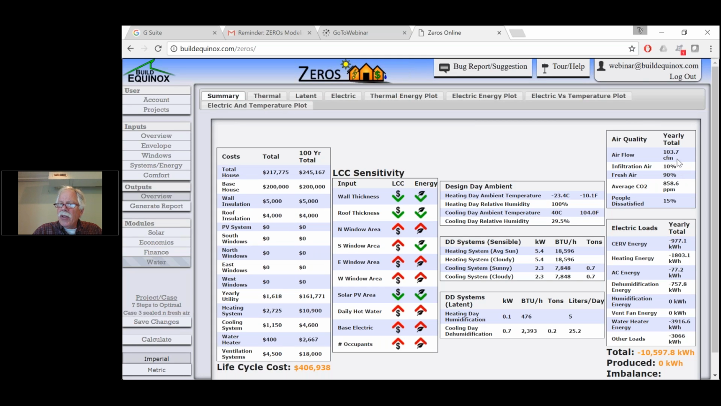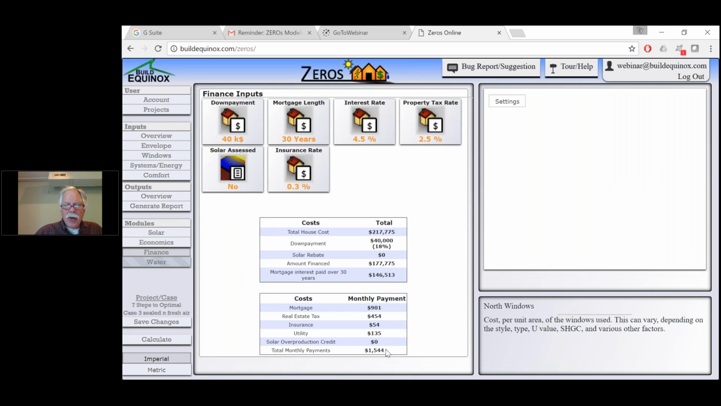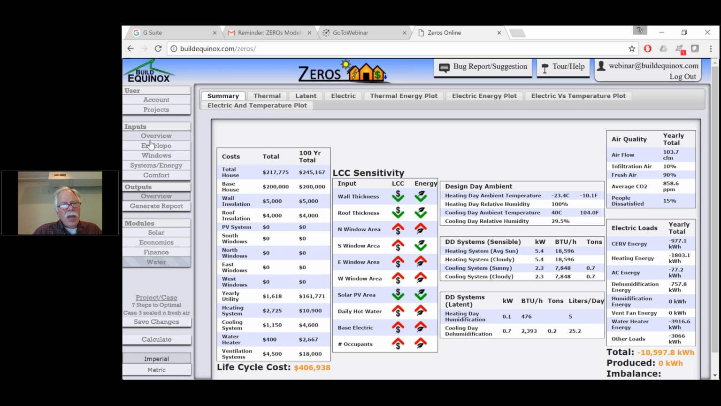If we go over here, we see that the air quality is kept below 900 parts per million on average, and similar to the other, 14 to 15% would be dissatisfied. As we look at the finance of this, we see that sealing up the house and adding the ventilator, our mortgage went up a little bit. Our monthly payments are about the same. We're about $1,532.